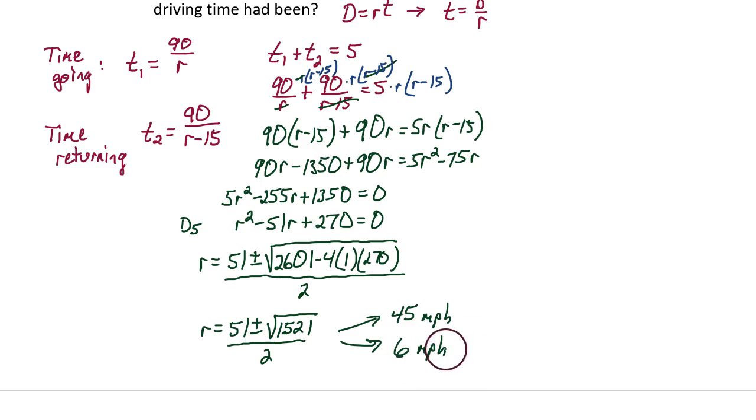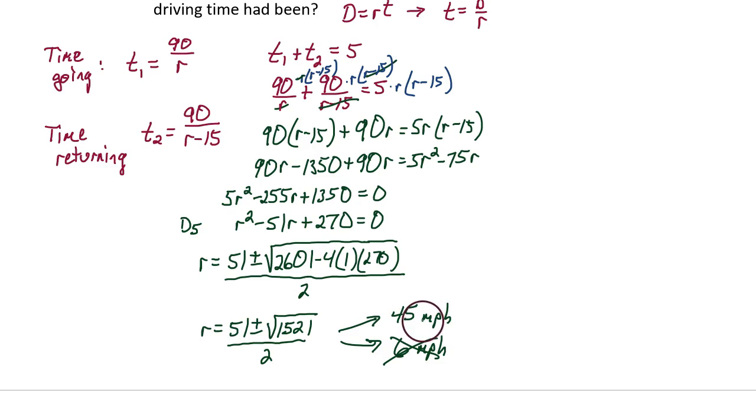Now let's check and see if both of these are possible speeds. A speed of 45 miles per hour sounds very realistic for driving a car down a road. A speed of 6 seems really small, and I also noticed that if R was 6, then 6 minus 15 would make a negative number, which you can't have for a speed. So it doesn't make any sense to use the answer of 6. Let's use the answer of 45.